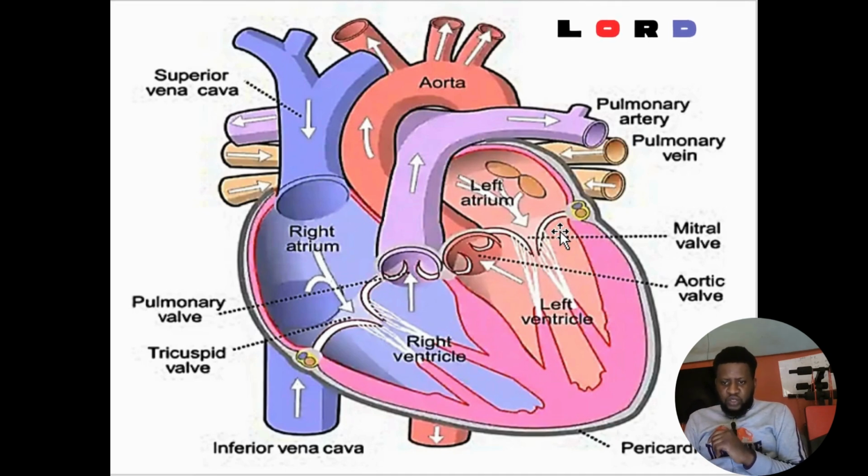Now, using the color, look at the part called the pulmonary vein. You can see an arrow showing that blood is going into the heart through the pulmonary vein.